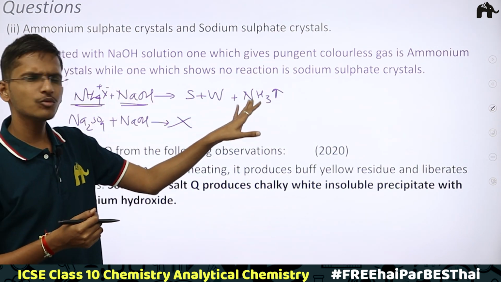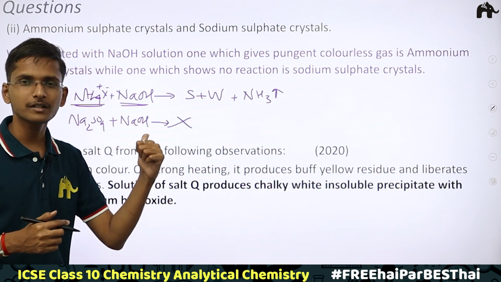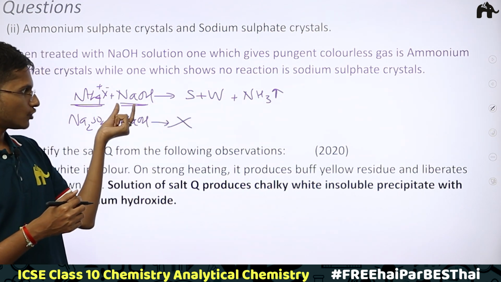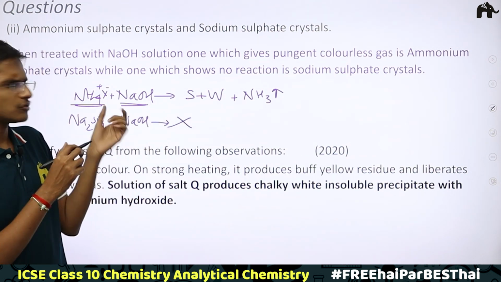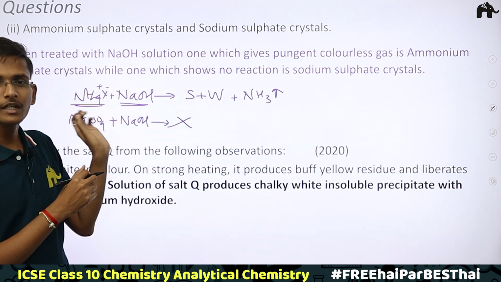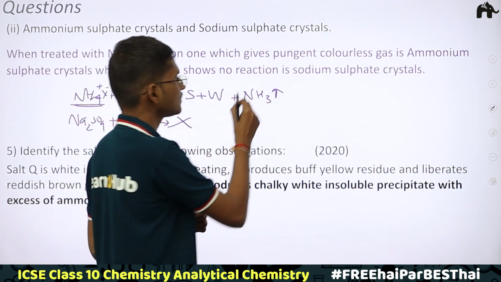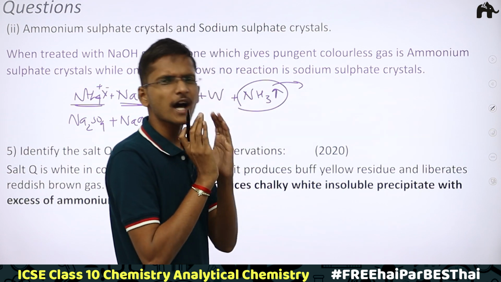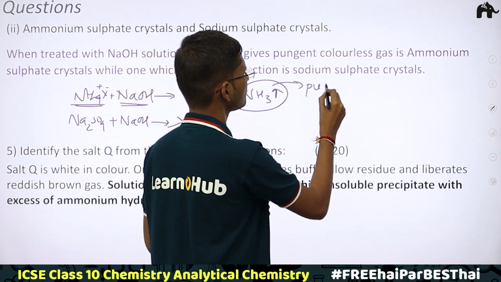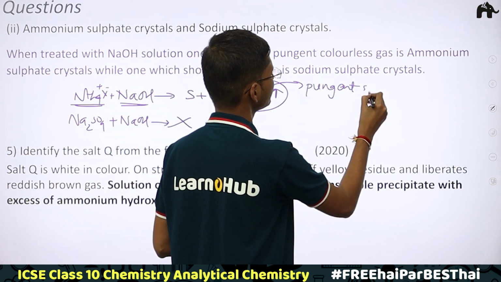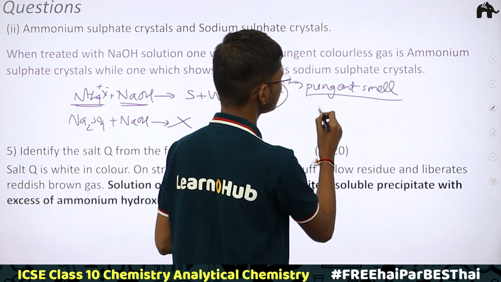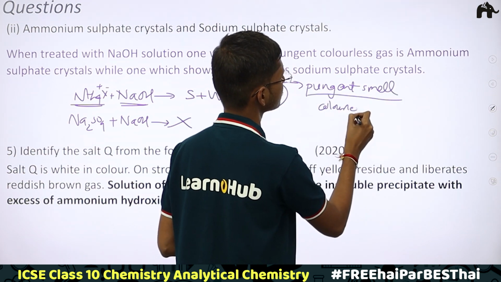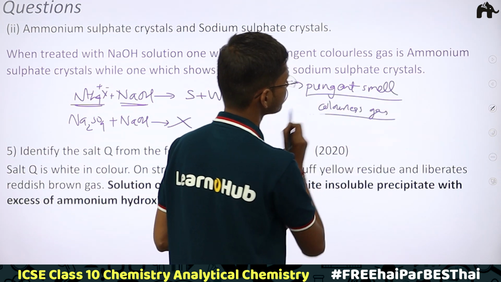So we know that ammonia gas, I have told you deliberately in this chapter, when we were studying the action of sodium hydroxide on ammonium sulfate, on ammonium salts, I have told you that ammonia gas has a very strong, sharp smell, and we call that smell a pungent smell, right? And this is also a colorless gas. Okay, you have to remember this thing.